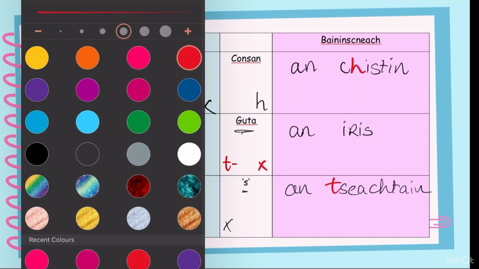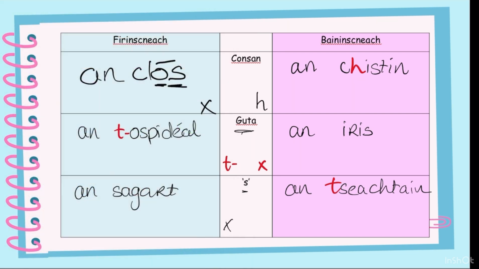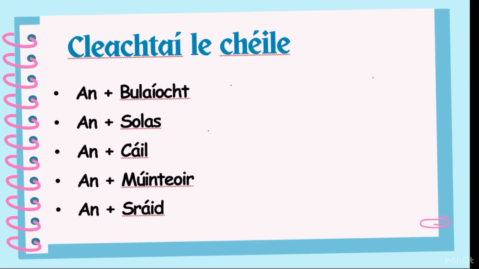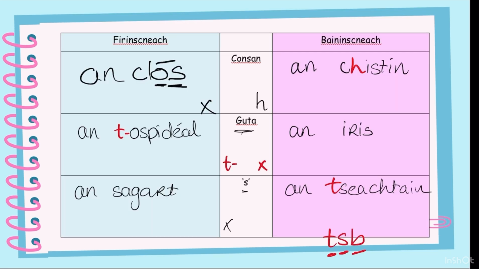The way that my lecturer in college used to say it was TSB. So think of Permanent TSB. It's a T before an S, which is baininscneach. So an tsochtain. So that's the rules after an. A bit of practice, okay? So if you want to pause here and practice these and see if you can make the changes, just maybe take this down first into your copy and then have a look at these.